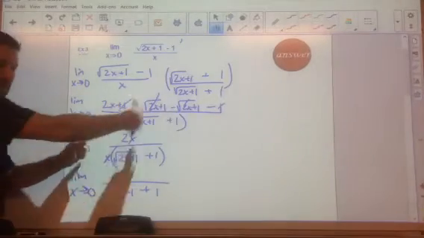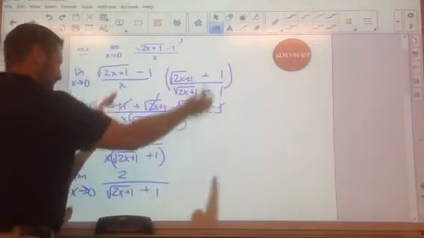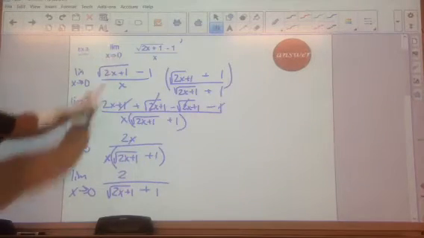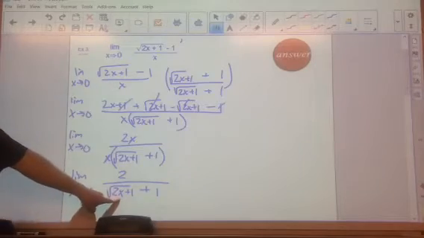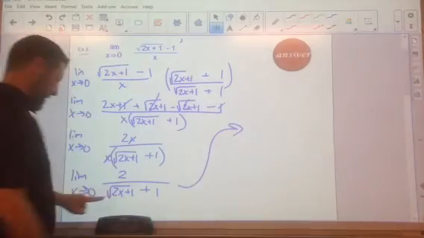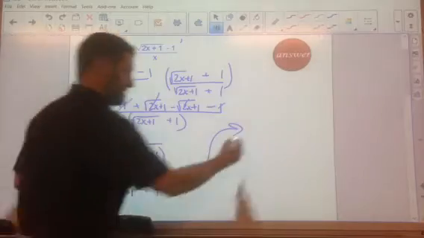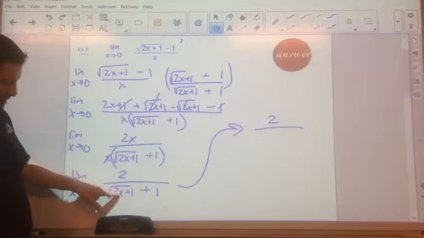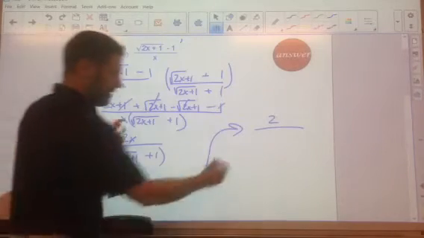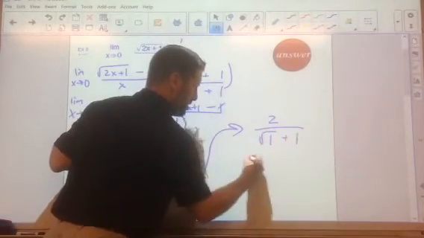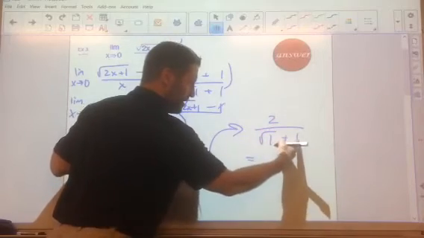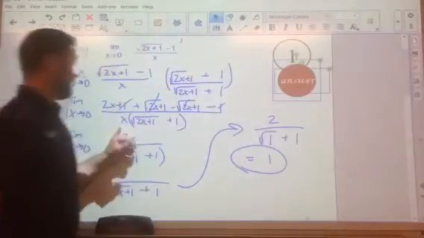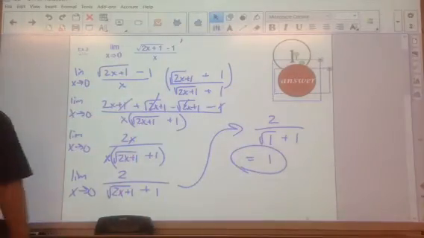All of that whacking, all of that wipes out, the x's wipe out. All of that allows you to use direct substitution with the zero. I should be able to take the zero and plug it in and get an answer out. I'm going to plug it in for the x. 2 all over, if I plug the zero in here, I get root 1 left over. 2 over 1 plus 1 is 1. The limit as x goes to 0 is 1.